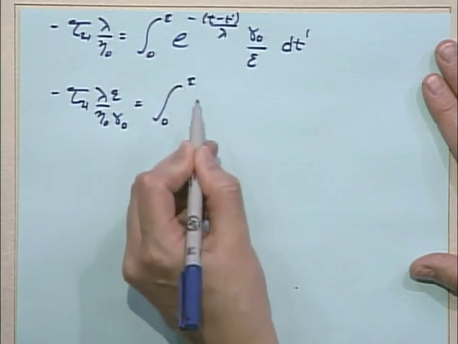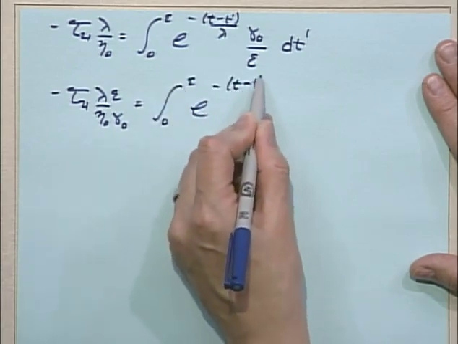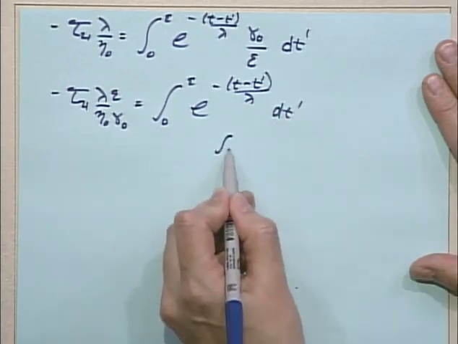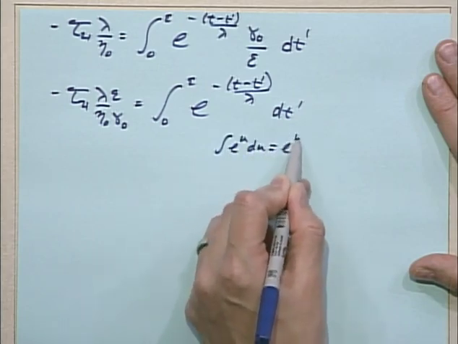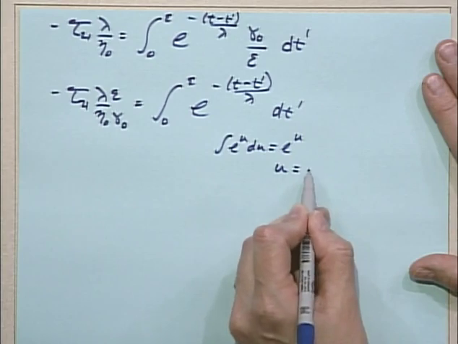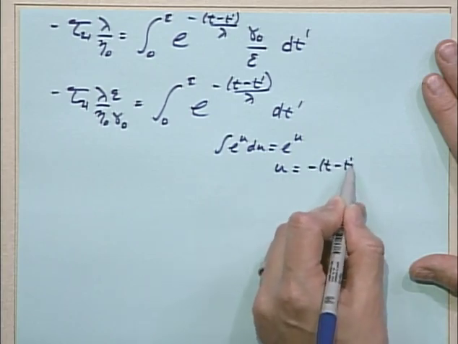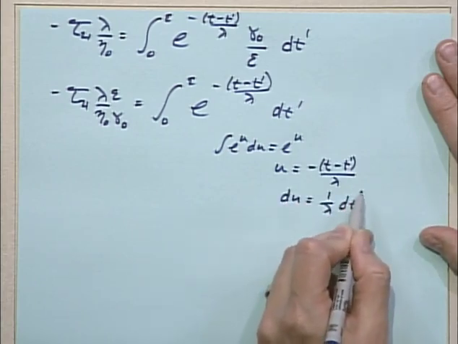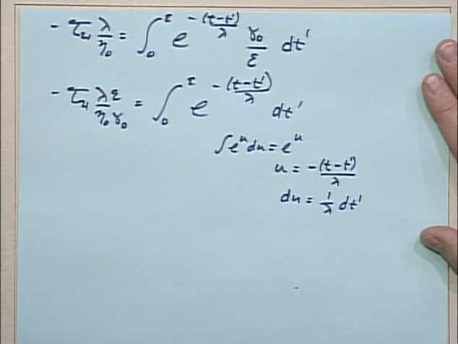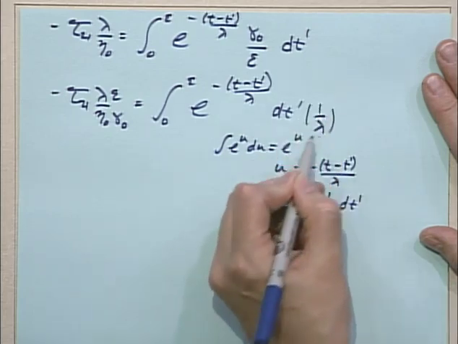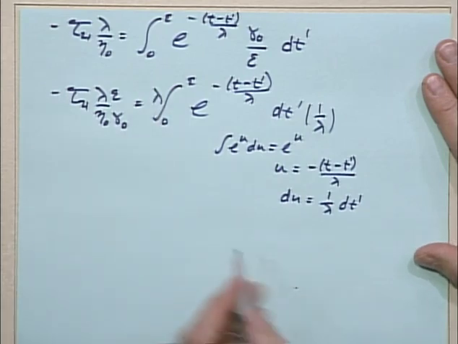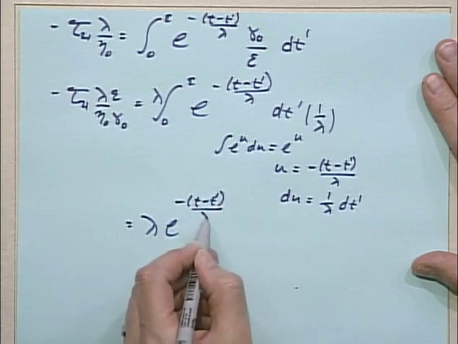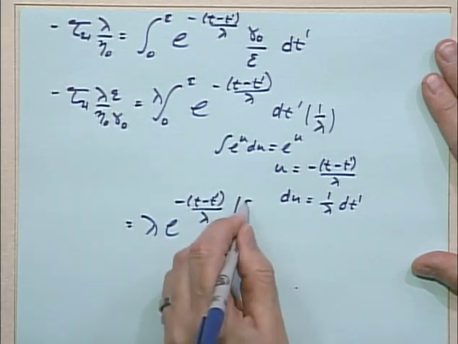Integral from 0 to epsilon of e to the minus t prime over lambda dt prime. E to the u du is equal to e to the u. So if u is equal to minus t prime over lambda, then du must be equal to minus 1 over lambda dt prime. So once again, I put a 1 over lambda here. I put a lambda here. And my answer is lambda e to the u evaluated from 0 to epsilon.